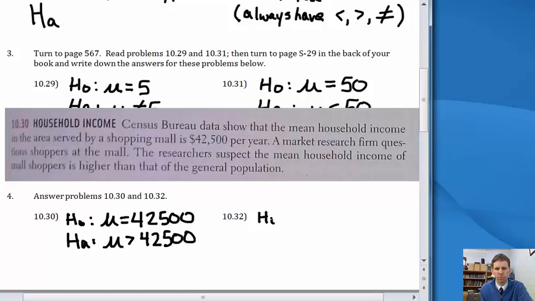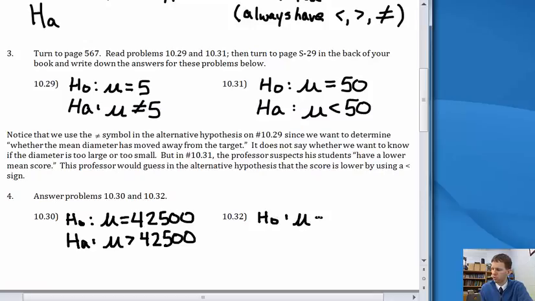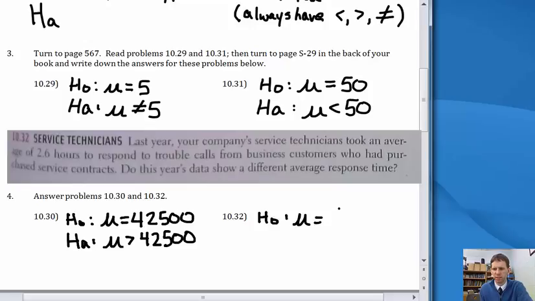In 1032, we suspect that our mean is equal to 2.6. That's the average service hour. Assuming no changes occurred, it's still going to be 2.6. However, this year's data may show a different average. So if it's different, we're not going to say less than or greater than. It doesn't specify a direction. So again, we're going to use the not equal to inequality for that one.